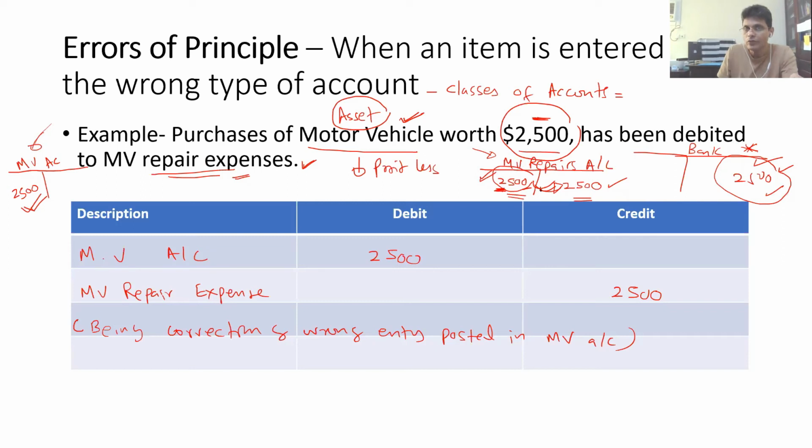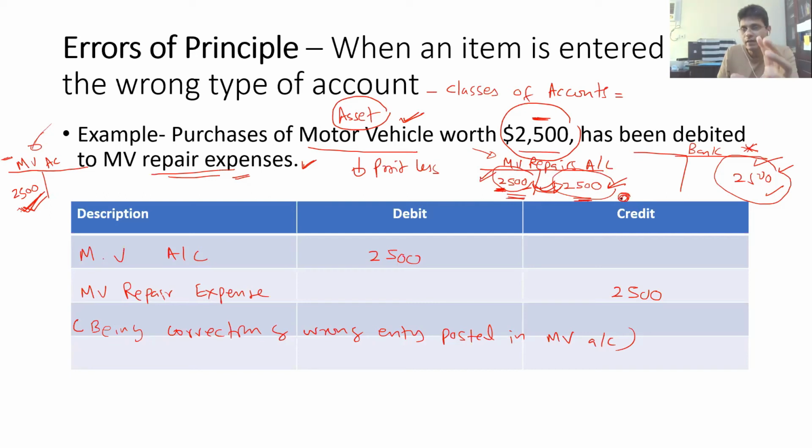So in order to do that, you have to credit the motor vehicle repair account and you need to open up an account called motor vehicle asset account. So there we debit. We are completing the double entry. See, we are debiting here and we are crediting here. So by crediting repair expenses, the repair expenses account will be zero now. Okay, the motor vehicle repair account is zero.